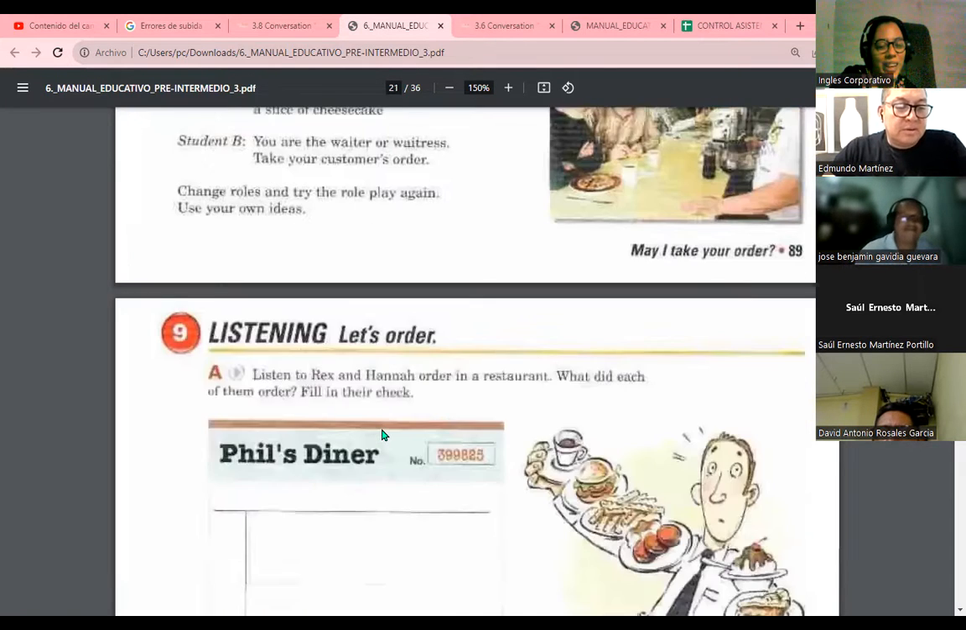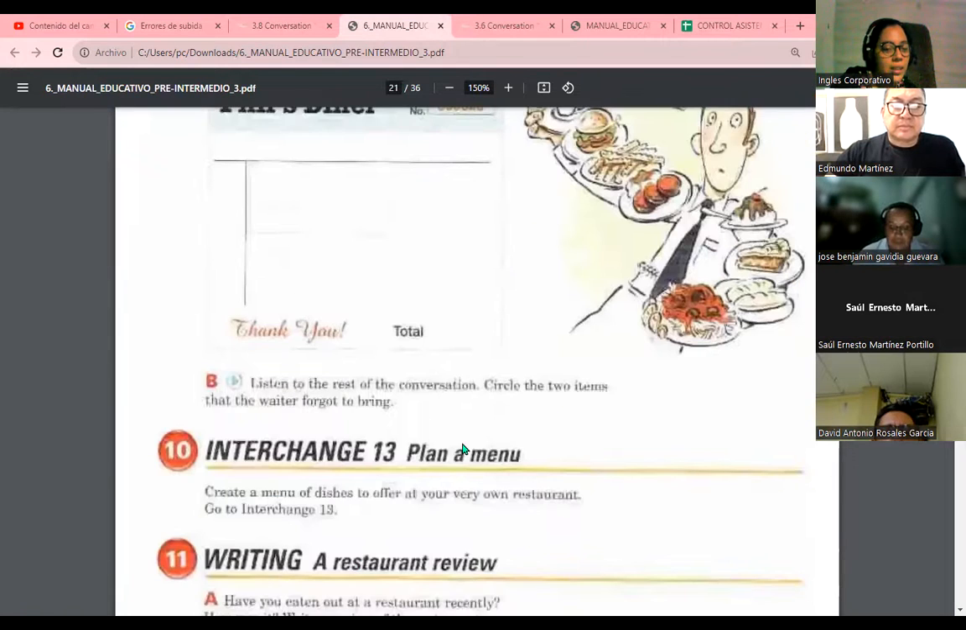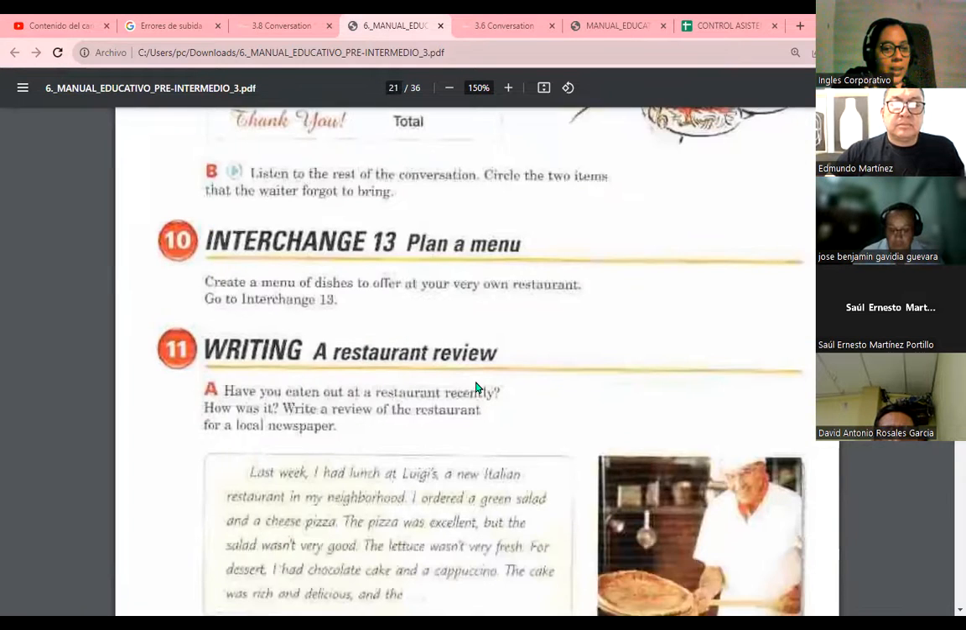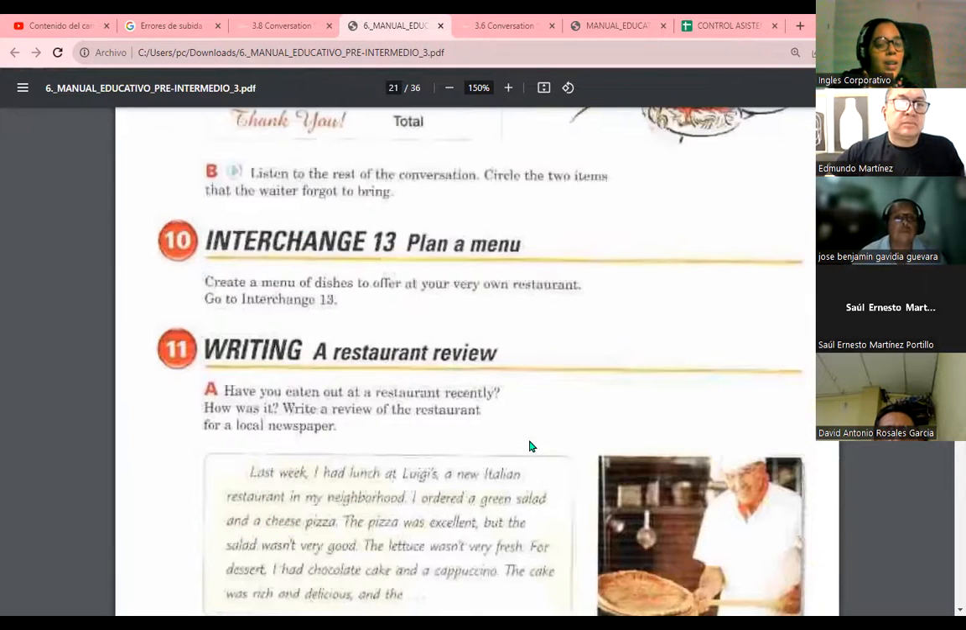Muy bien, excelente. Bueno, y acá tenemos, mire, dice, listen and Rex and Hannah's order in a restaurant. What did each offer order and fill in the either checks? Okay, this is like an audio, so use the listening part. And plan a menu. Luego dice, create a menu and dishes to offer at your very own restaurant. Okay, vamos a ver. A plan of menu. ¿Qué podríamos hacer como plan of menu?